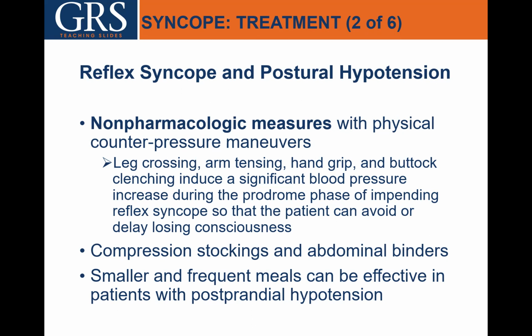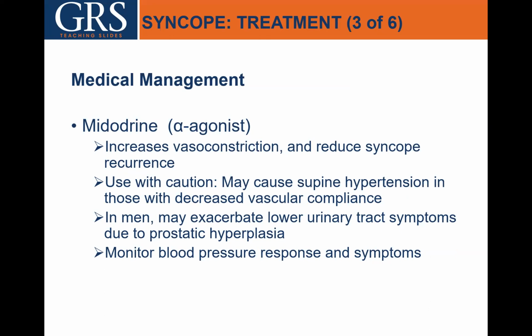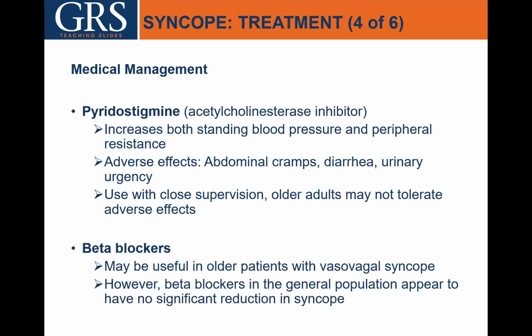Smaller frequent meals can be effective in patients with postprandial hypotension, which can also prevent extra blood staying in the GI system. Medical management includes midodrine, an alpha agonist, which can increase vasoconstriction and reduce syncope recurrence. But this one should be used with caution because it may cause supine hypertension in those with decreased vascular compliance, and it may exacerbate lower urinary tract symptoms due to prostatic hyperplasia, so monitor blood pressure response to symptoms.